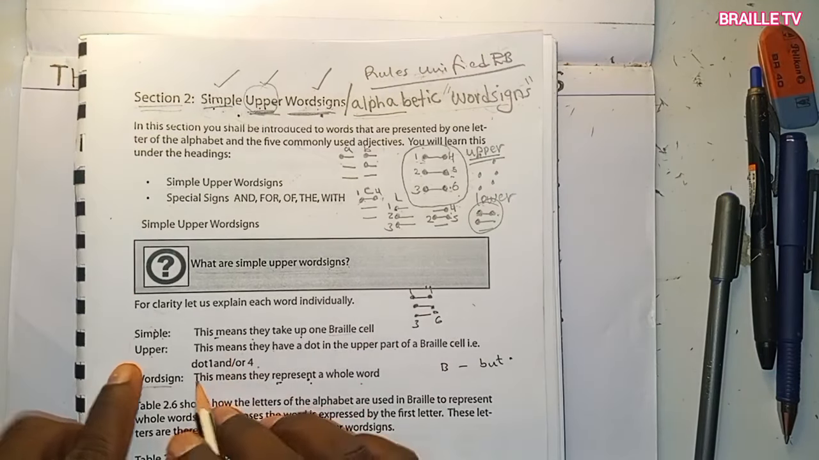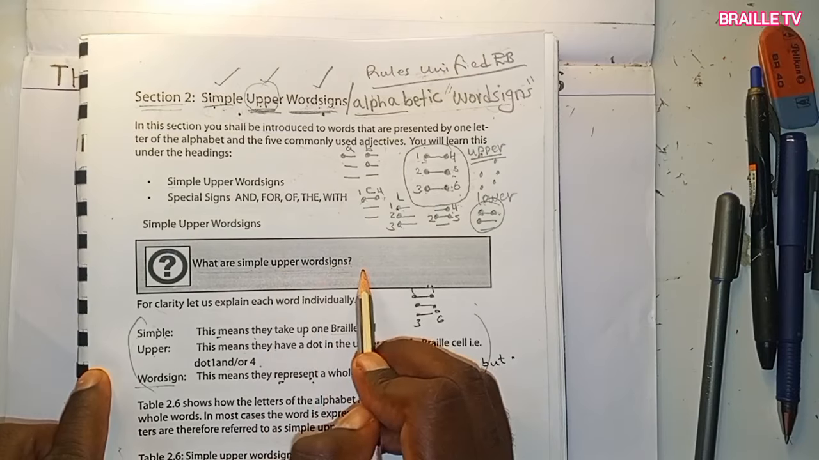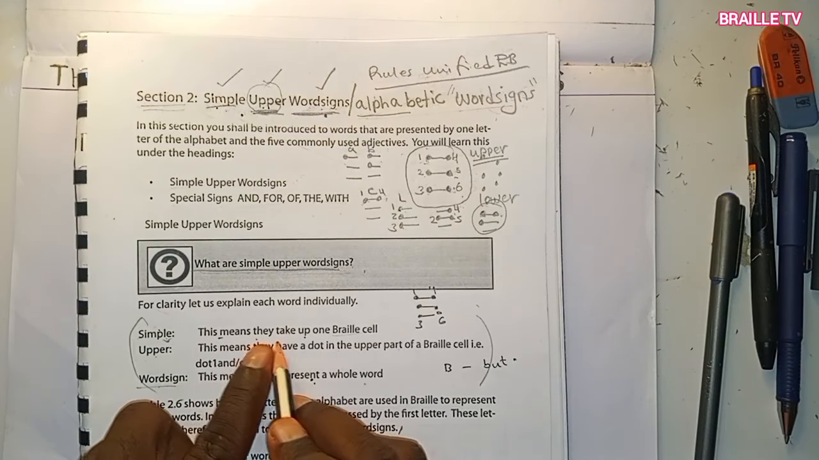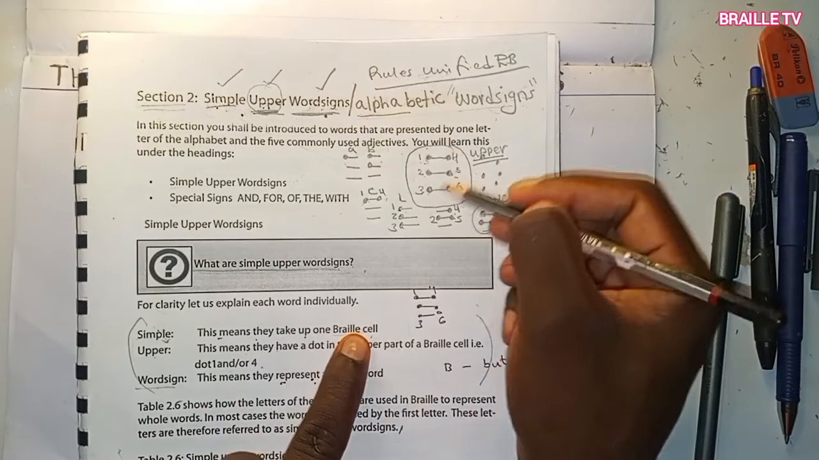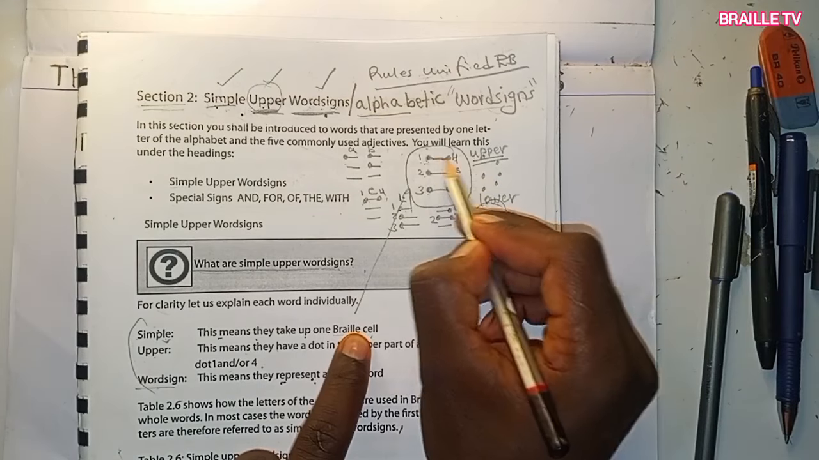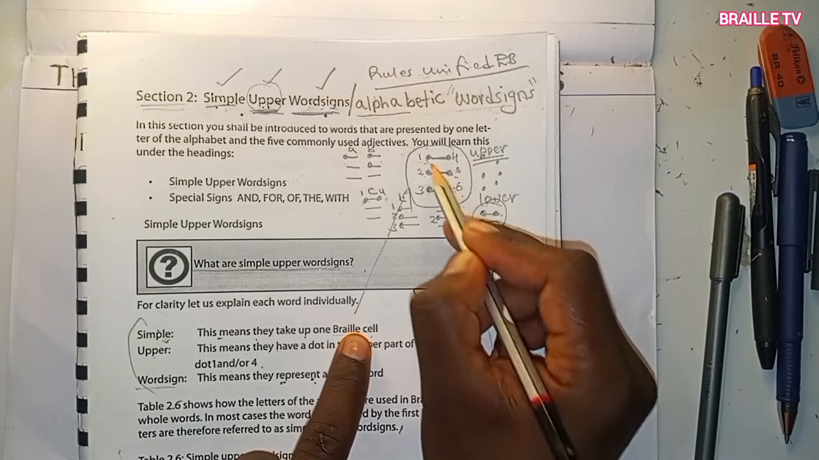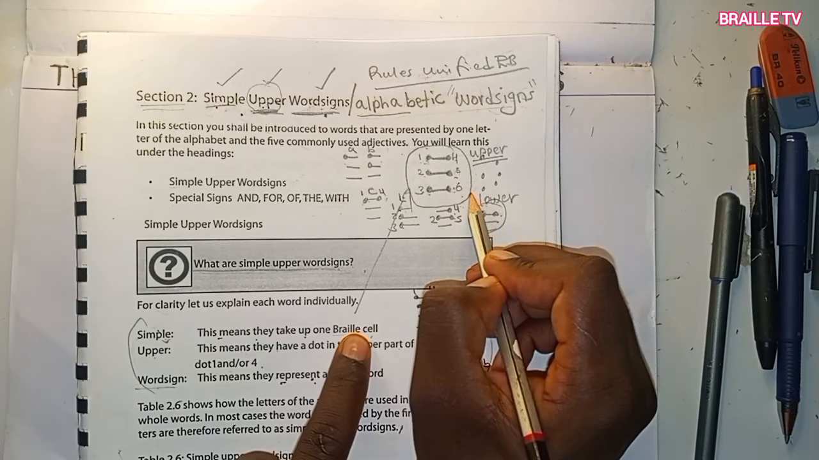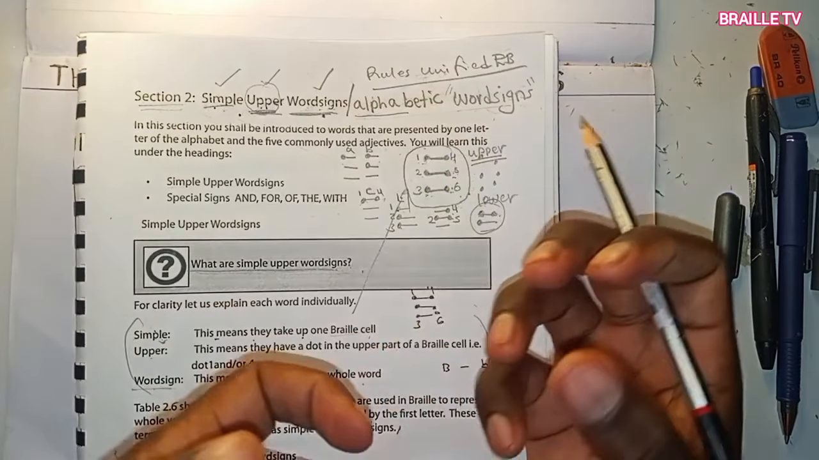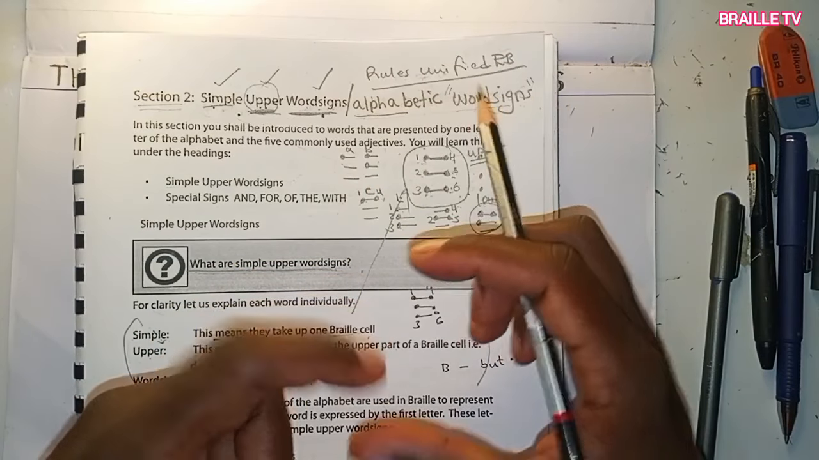Now it is explained here. We can read very fast. What are simple upper word signs? It is a question. Now the answer is here. Simple. Why? This means they take up one braille cell, as I have explained here. And remember, teachers or viewers, this line here is not part of braille. I am using this line so that you can locate which dot corresponds with which dot. Otherwise, if you don't put this line, you might arrange these dots in a confusing way. Therefore this line helps us to locate the position of dots, as a beginner.